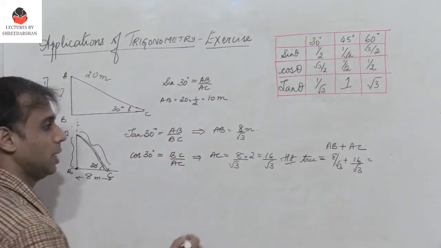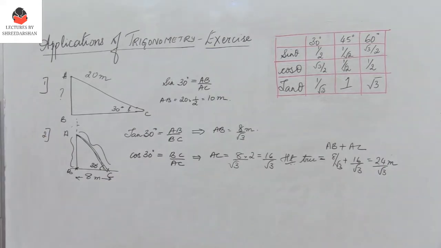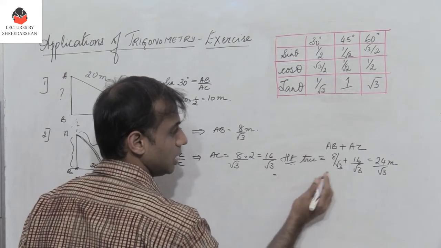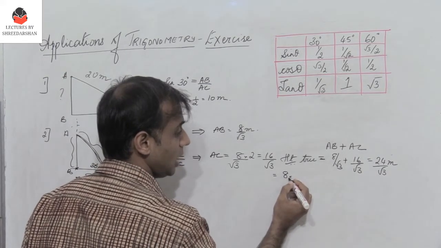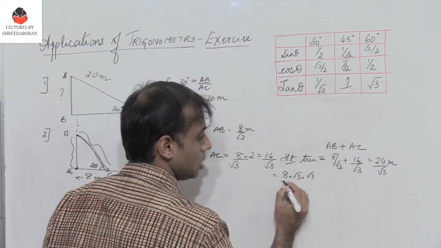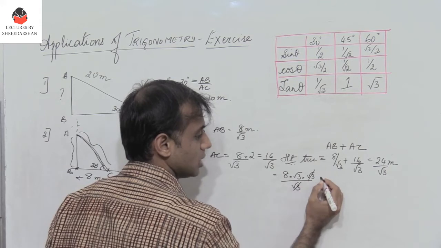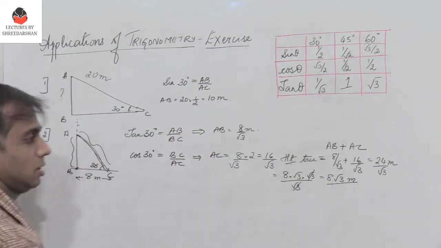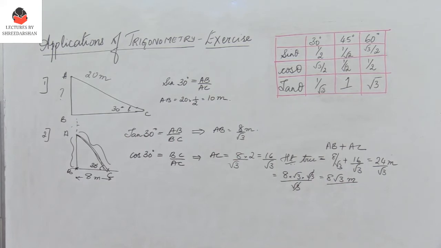So I get 24 by root 3. So this happens to be the height of the tree. Right? So in your textbook, what has been done is, they have written 24 as 8 into 3, and 3 can be written as root 3 into root 3 divided by root 3. So one root 3 gets cancelled. So you have 8 root 3 meters. So that is the height of the tree, which is AB plus AC.